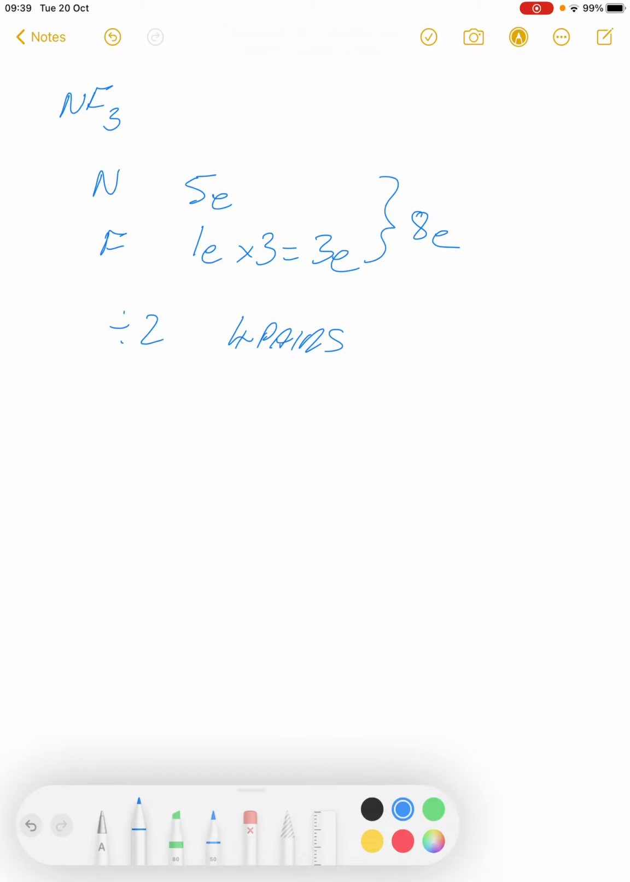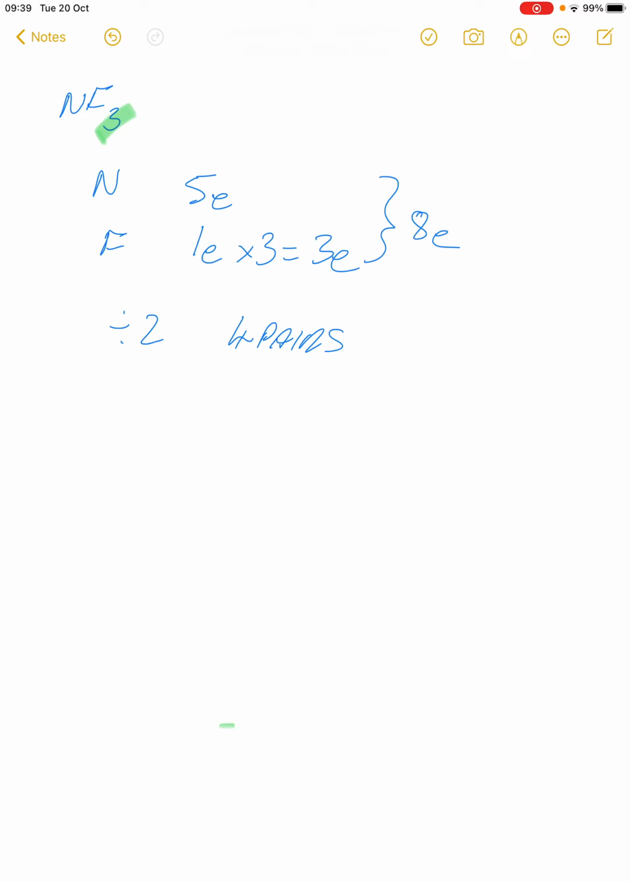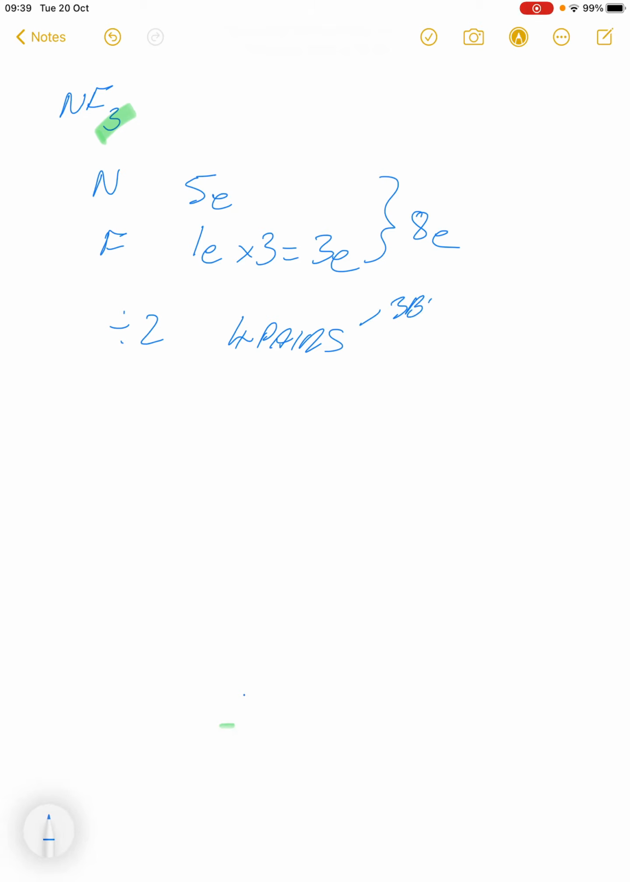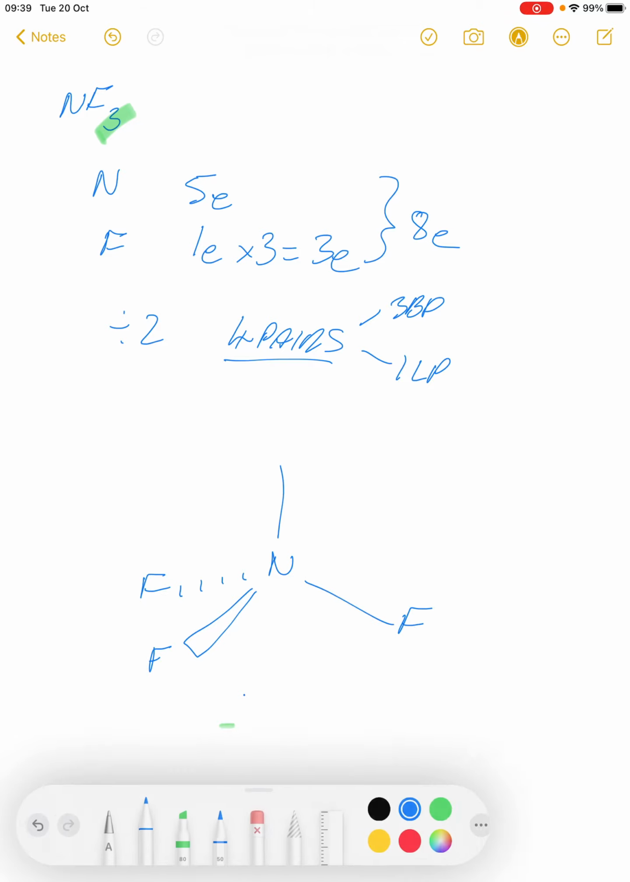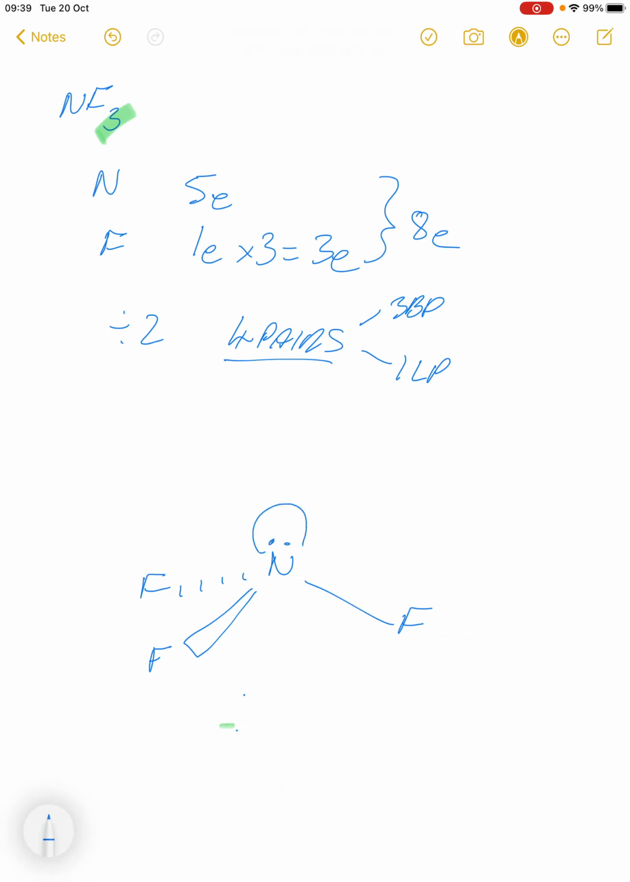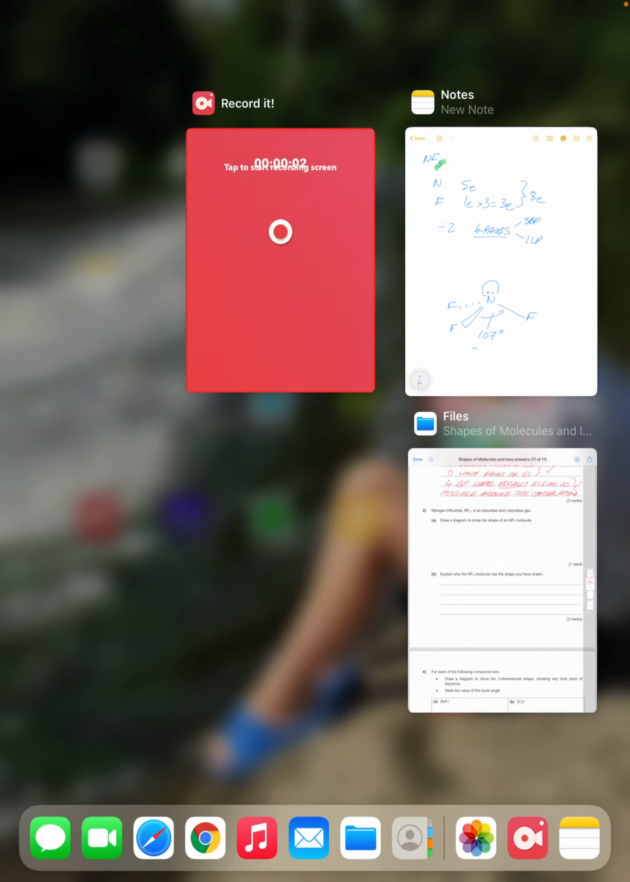And if we look at the formula, 3 of those pairs are going to be bonding pairs, which means 1 of them will be a lone pair. So 3 bonding pairs, 1 lone pair. So the 4 pairs means that it's going to be based upon tetrahedral. So there's my tetrahedral shape. Put my 3 fluorines on here, and then convert 1 of them to a lone pair, which gives me trigonal pyramidal with a bond angle of 109.5, take away 2.5, which is 107.